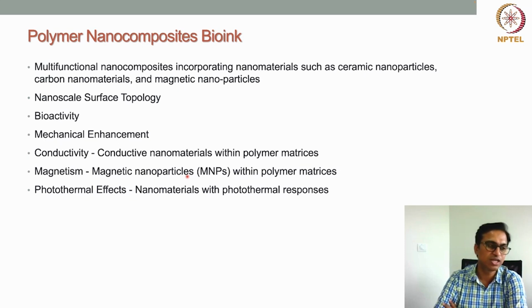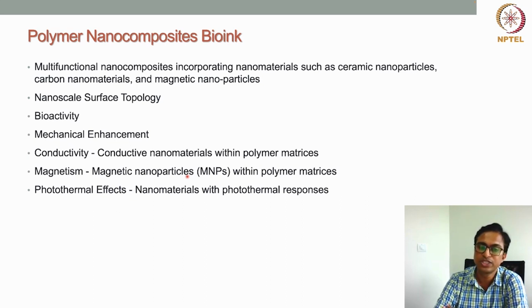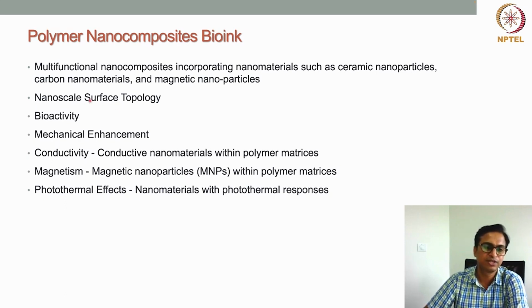Other than this, the photothermal effect can also be used for killing cancer cells. Suppose we incorporate these nanomaterials within a bioink, and the structure is made, and it can be used for cancer treatment. It can be put into the cancerous tissue zone, and when the light is turned on, it can eliminate the cancer tissue through the photothermal effect. So all these different functions are possible because of nanocomposite bioinks.